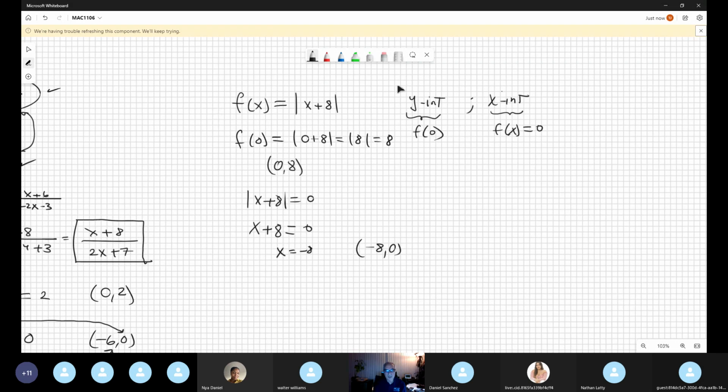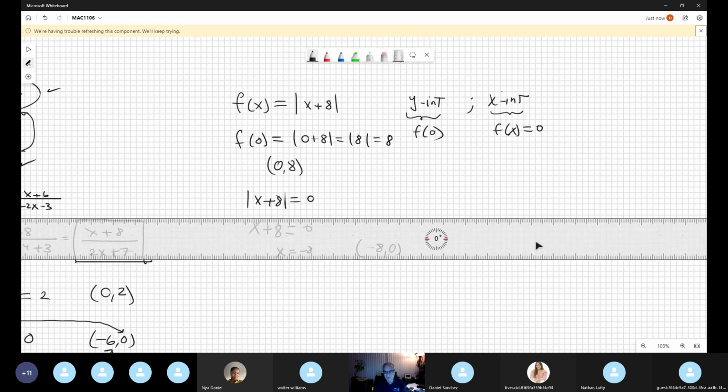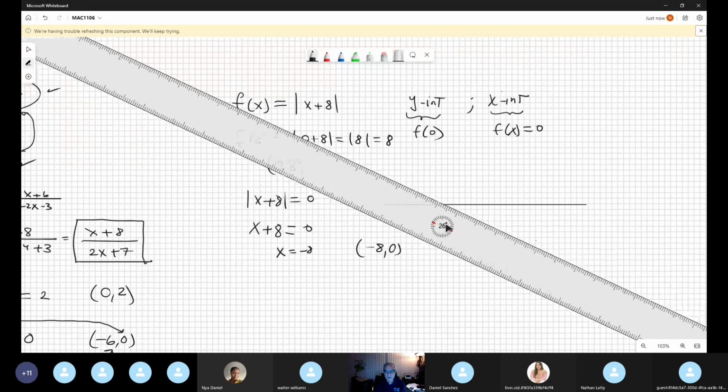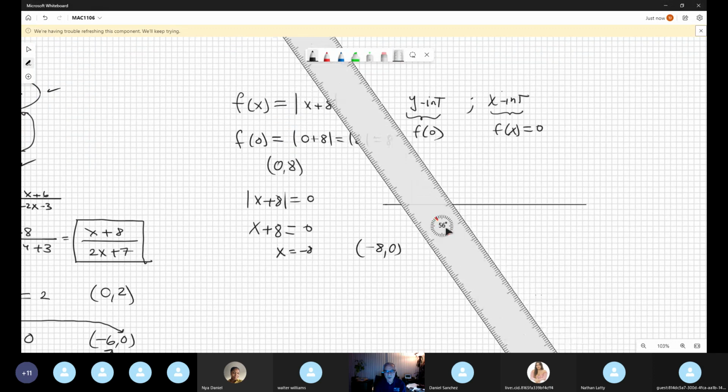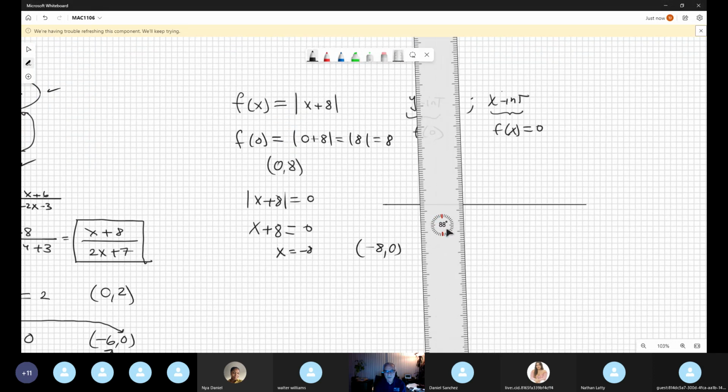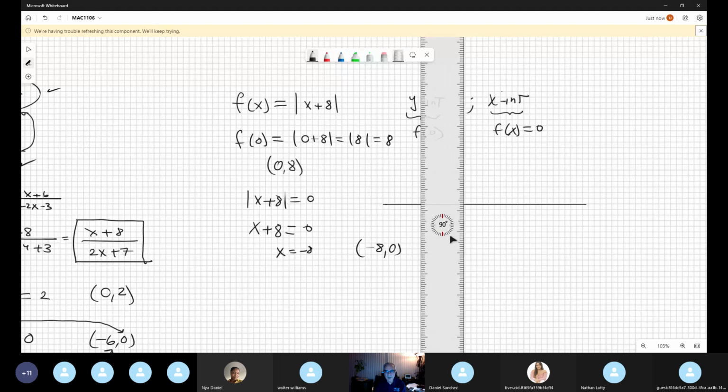Suppose I want to do quickly, of course, the graph of this. This is the x-axis, and this is the y-axis, 90 degrees. Bam, bam. Excellent.